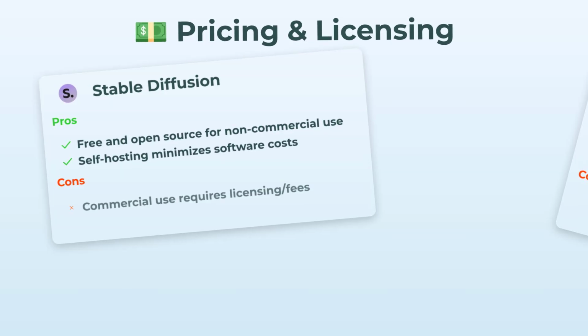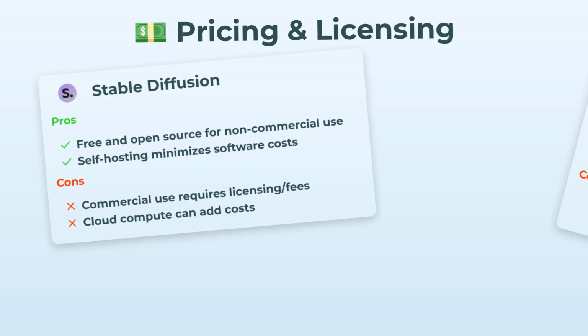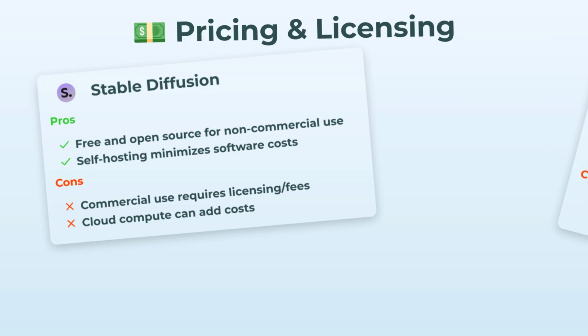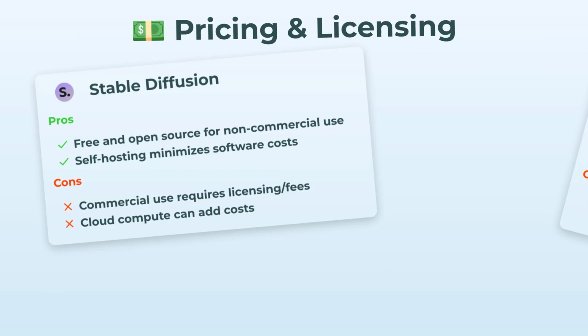Stable Diffusion is kind of the wild card here. You want to use it for something non-commercial? It's basically free. Want total freedom? Host it yourself, and there's almost no software cost. But if you go commercial, you'll need a license, which can add some fees. And if you're running it in the cloud, there's going to be compute costs.